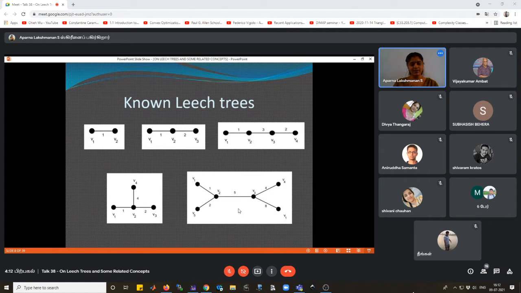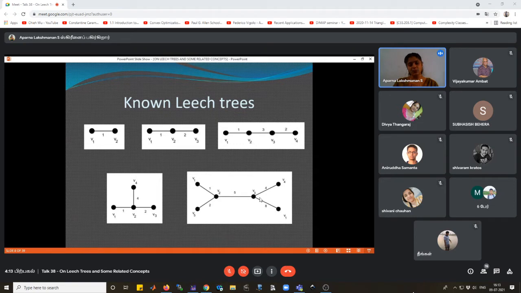Then comes this one. This is a bistar. The definition we will see later. Here again, 1 is there, 2 is there, 1 plus 2 gives 3. This is 4. 5 is also an edge weight. Then 5 plus 1 gives 6. 5 plus 2 gives 7. 8 is an edge weight. 4 plus 5 gives 9. 4 plus 5 plus 1 gives 10. 4 plus 5 plus 2 gives 11.